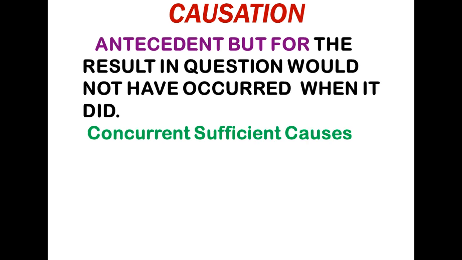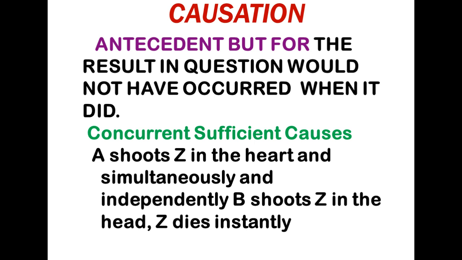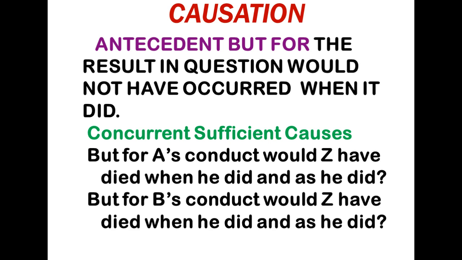The second issue where this comes about is concurrent sufficient causes. In this instance, A shoots Z in the heart, and simultaneously and independently, B shoots Z in the heart. Z dies instantly. In this instance, it's said that both A and B meet the but-for test. So but for A's conduct, Z would not have died when he did and as he did, and but for B's conduct, Z would not have died when he did and as he did. In both of these instances, these two actors, A and B, are said to meet the but-for test.